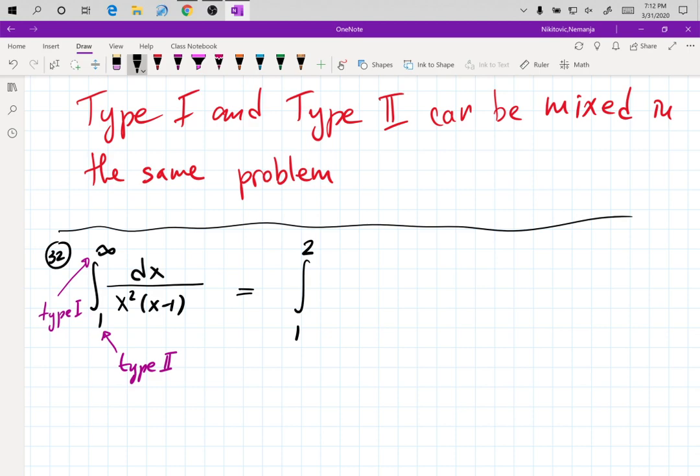So I'm just going to pick any point. I'm going to break this at any point from 1 to infinity. You can pick whatever you want. If you like pain, just use e to the pi. It's fine. So I go 1 to 2 plus 2 to infinity.